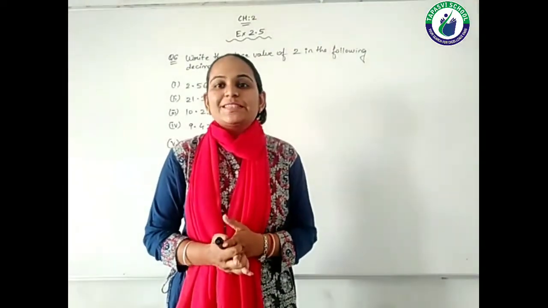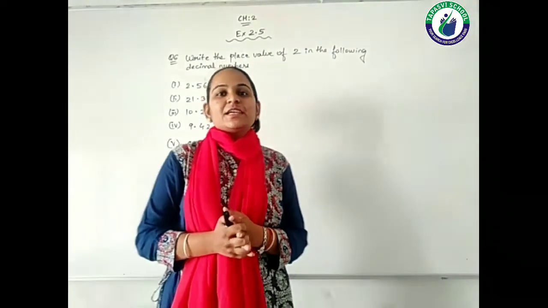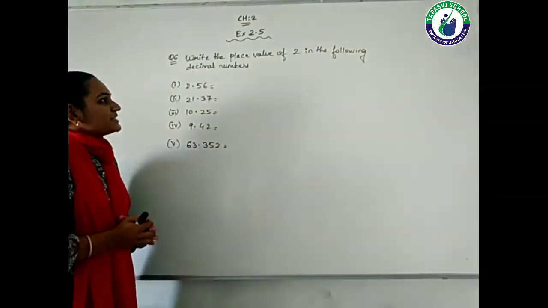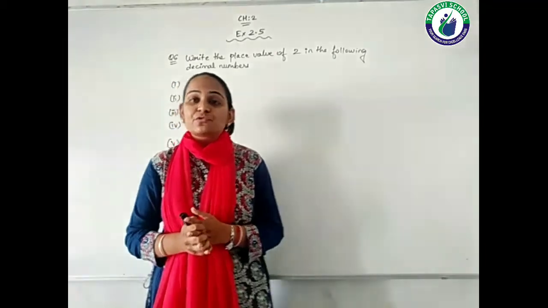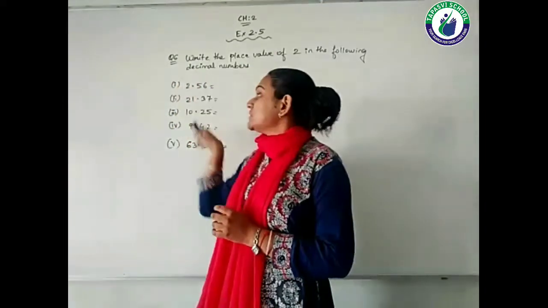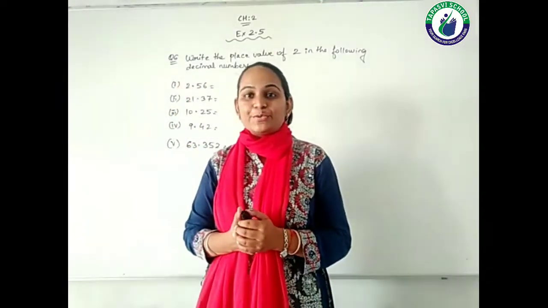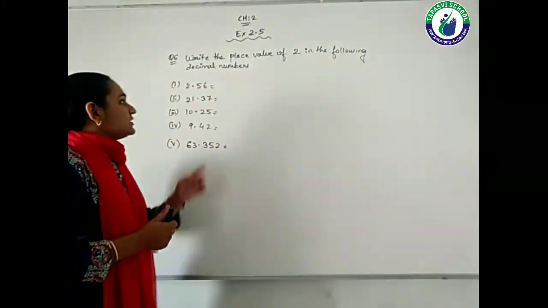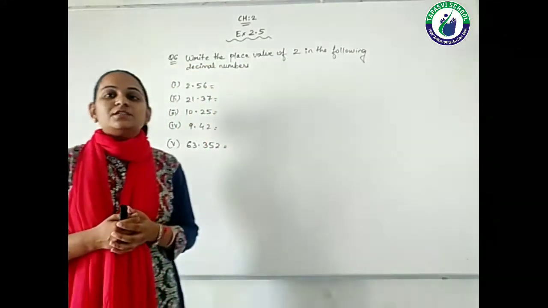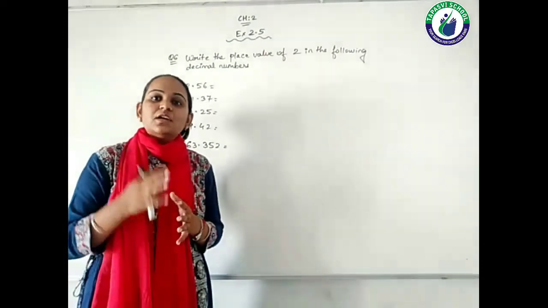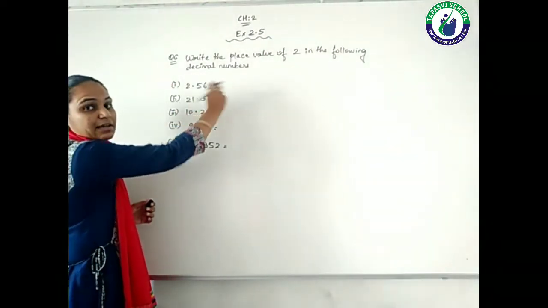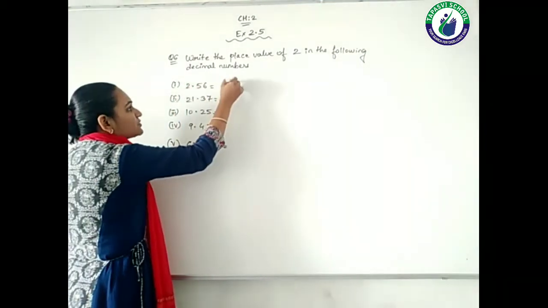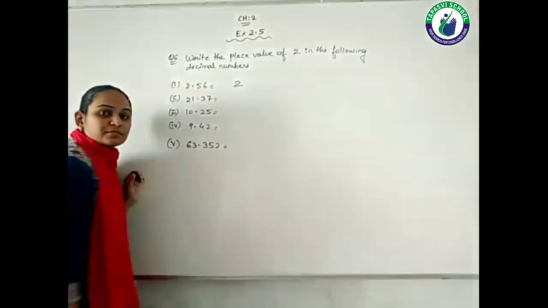Okay students, now let's see question number 6, right? So your question number 6 is: write the place value of 2 in the following decimal numbers. That means we have to write the place value of 2, students, in these following decimal numbers. So let's begin. First question is 2.56, right? इसका हमें ये जो place है 2 का वो बताना है, यहाँ पे लिखना है. So the place of this 2 is ones, right?